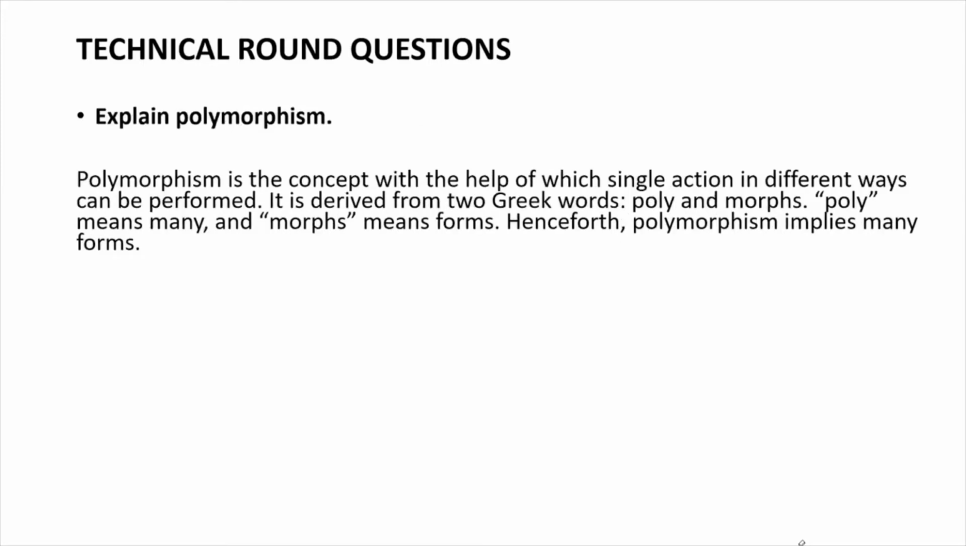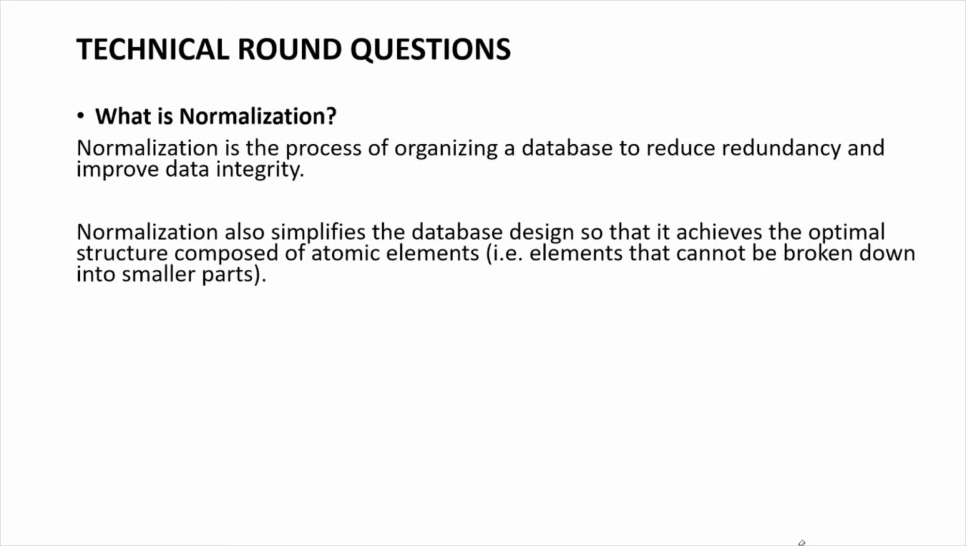Explain polymorphism. Polymorphism is the concept with the help of which a single action can be performed in different ways. The word polymorphism is derived from two Greek words, poly and morphs. Poly means many and morph means forms. Hence, polymorphism implies many forms. So this is the technical definition of polymorphism. Now let's move on to the next question.